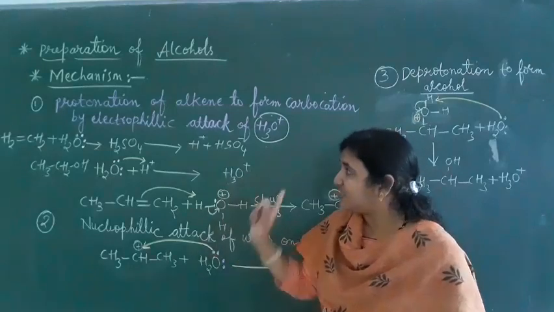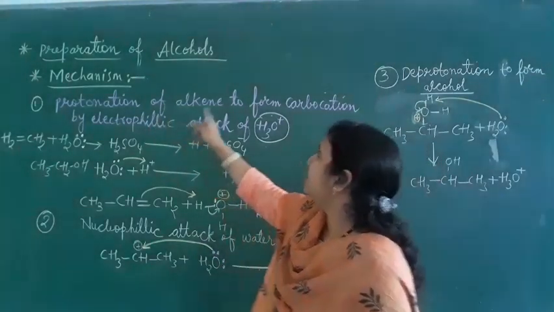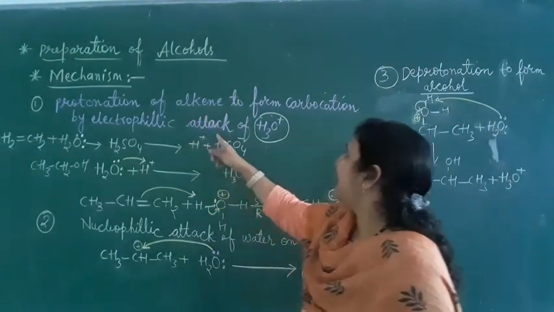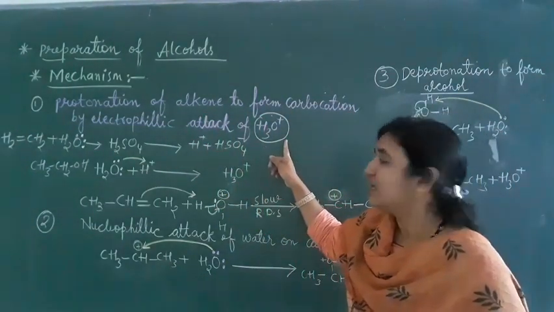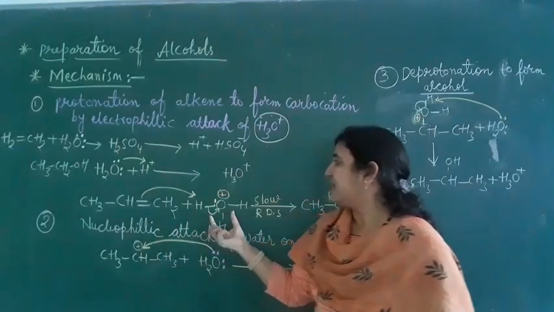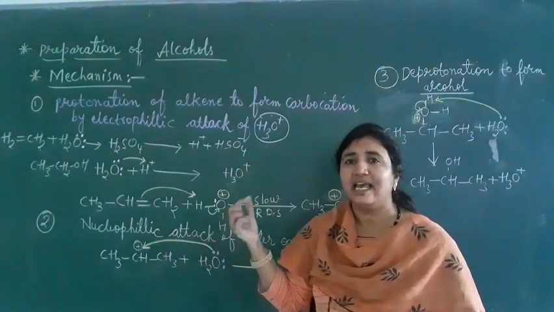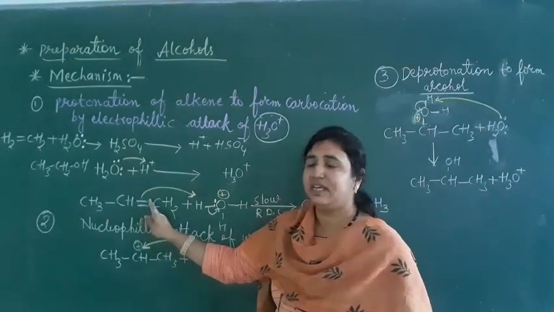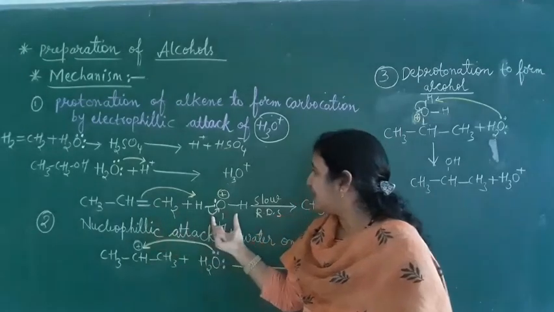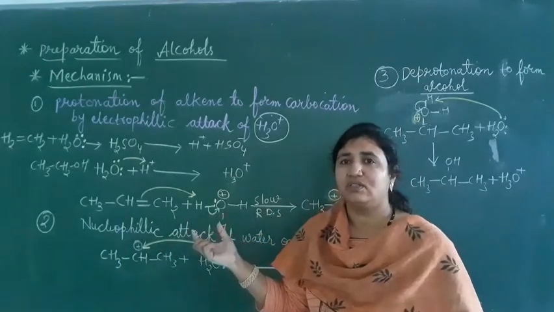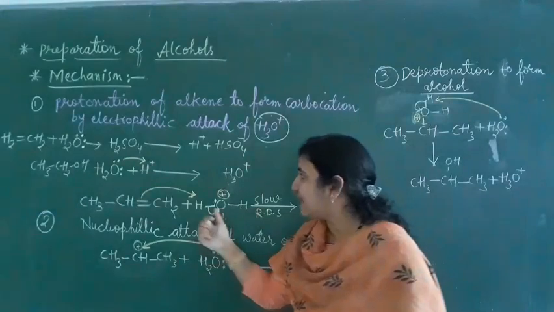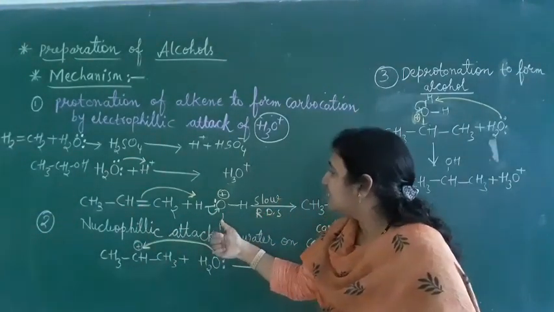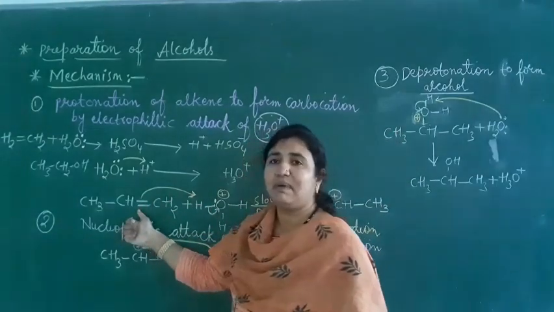So in the first step we have protonation of alkene to form carbocation by electrophilic attack of H3O plus. In the first step this H3O plus acts as an electrophile and attacks the alkene double bond. This electrophile wants electrons, they are electron deficient. So where do we have electrons? On the double bond. That's why in the first step this electrophile will attack this double bond.